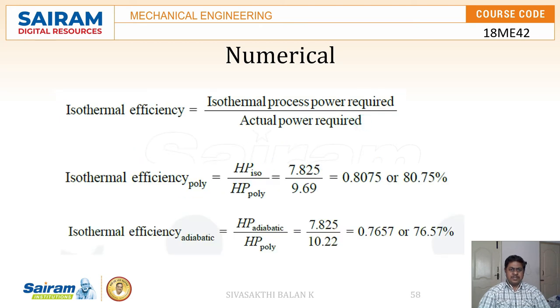Now we will calculate isothermal efficiency. Isothermal efficiency is the ratio between the power required for the isothermal process and the actual power required. We have already calculated these two values, and replacing them we get 80.75% as the isothermal efficiency. In the same way we can calculate the isothermal efficiency for the adiabatic process, and we get 76.57.